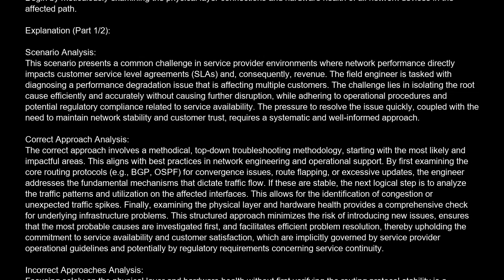The correct answer is A. Begin by meticulously examining the physical layer connections and hardware health of all network devices in the affected path.